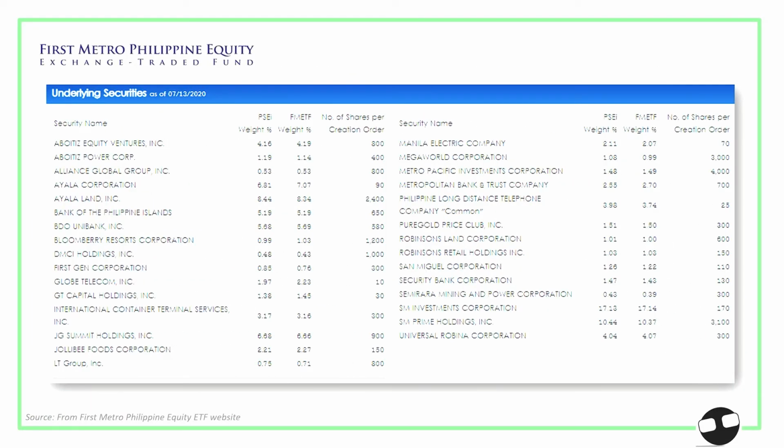Now here we have the first Metro ETF. If you're going to look at here, the composition of the fund is almost the same as the composition of the PSEi. And if you're going to look at the number of components, it's actually the same. They have 30 companies inside their baskets.